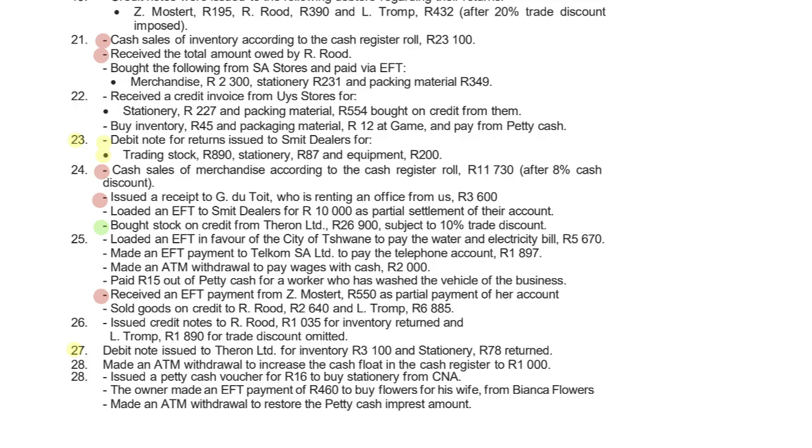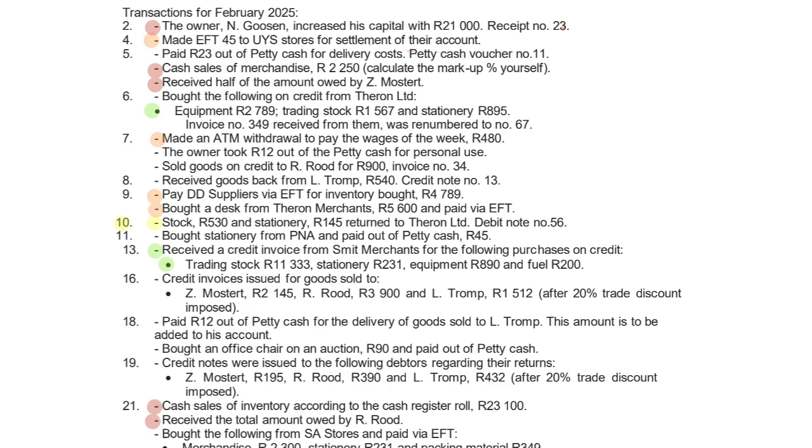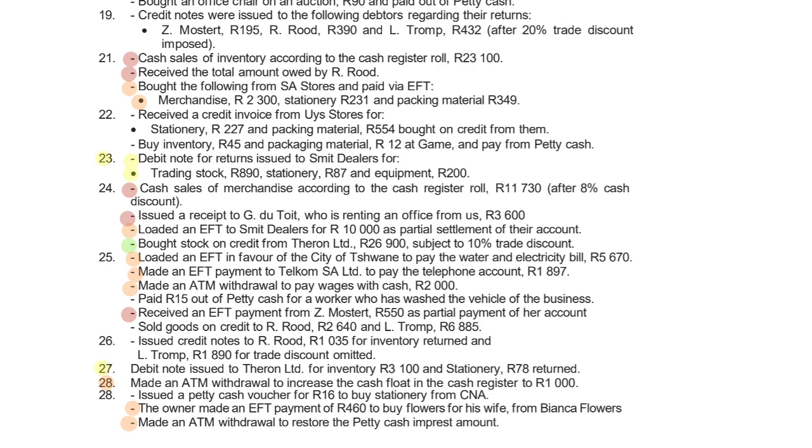Now let's go to our next journal, which is our CPJ journal. I will be choosing orange. The first CPJ transaction is on the 4th, then the 7th, there's 2 on the 9th, then on the 21st, then on the 24th, the 25th, there's 3, the first 3, and then the 28th, and then also the last 2: the owner made an EFT for 460 to buy flowers, and an ATM withdrawal to restore the petty cash imprest amount. Now we've completed all our CPJ colored transactions.